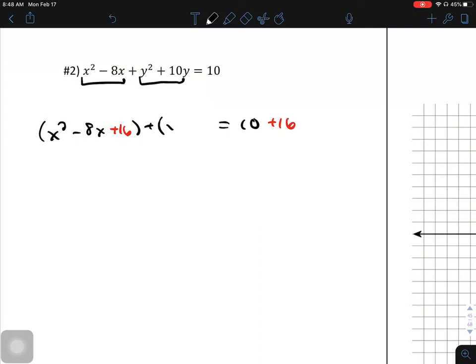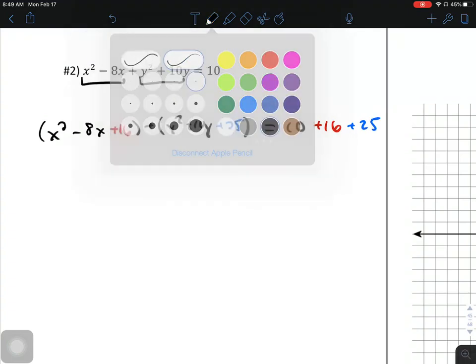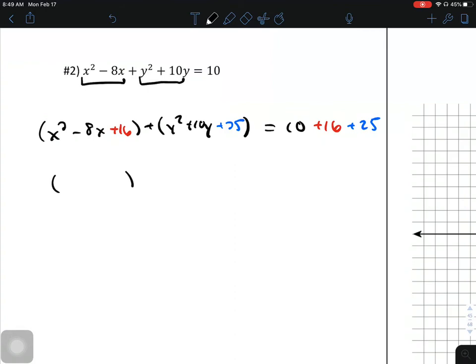And I'm going to add to this y squared plus 10y. To complete that square, I'm going to take half of 10, which is 5, and square it and get 25. Add it to one side, you got to add it to the other. That makes this first trinomial a perfect square trinomial. Square root of x squared is x, square root of 16 is 4. Take the sign of the middle term, it's a difference of x and 4 quantity squared, plus.